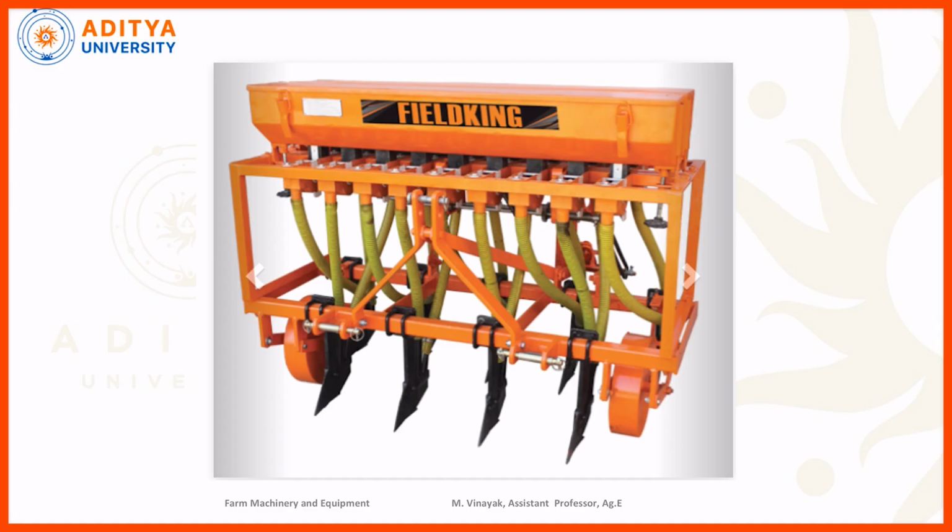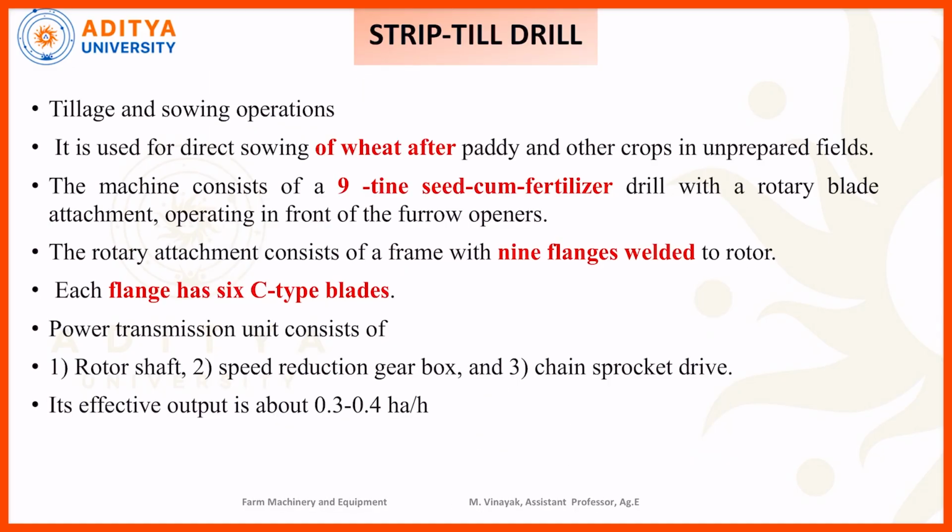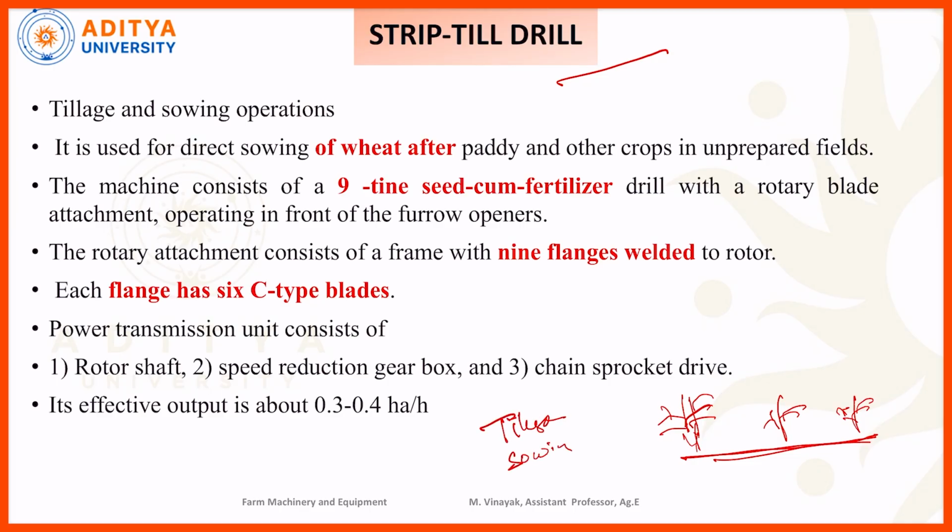Here we can see one type of zero till drill. Next, we can see the strip till drill. The main purpose of the strip till drill: after harvesting the paddy crop, many stubbles are left over the field, above the earth surface. So, for the next crop, what will happen? Again we need to go for the tillage operation, and then the sowing operation.